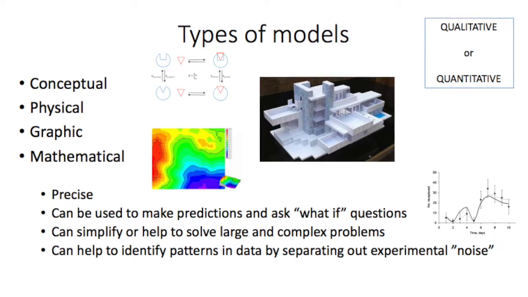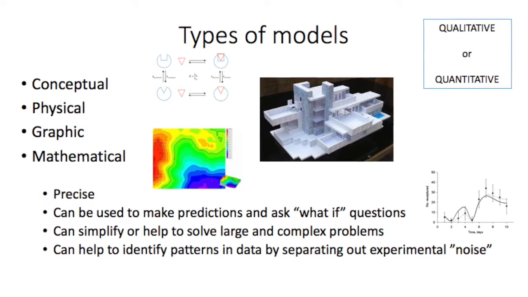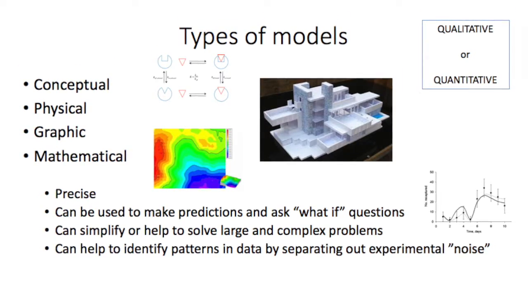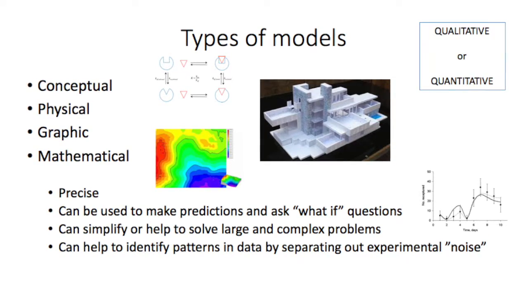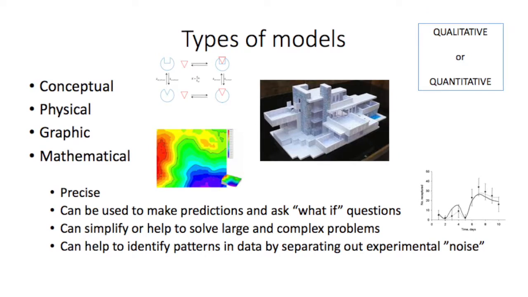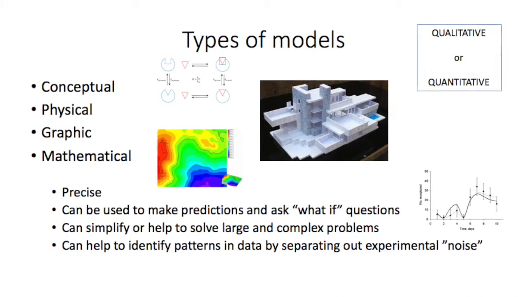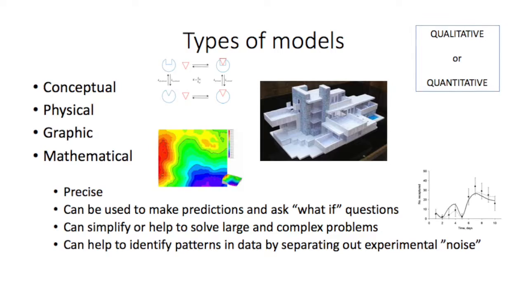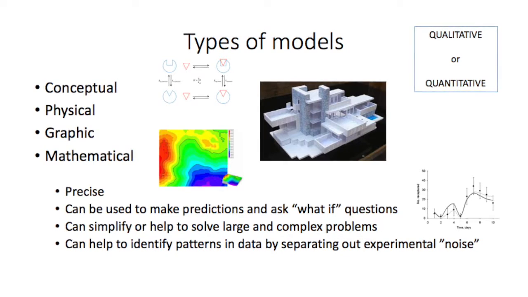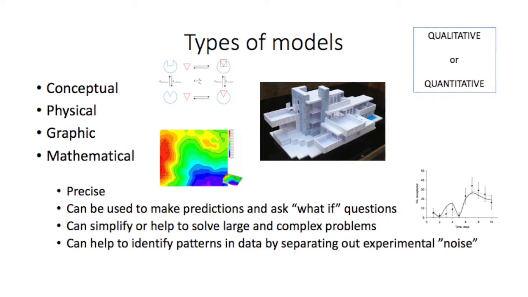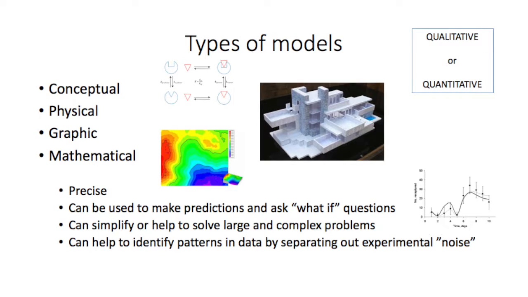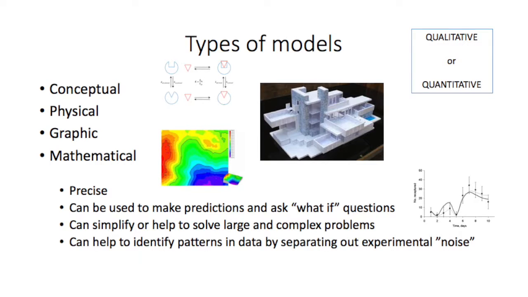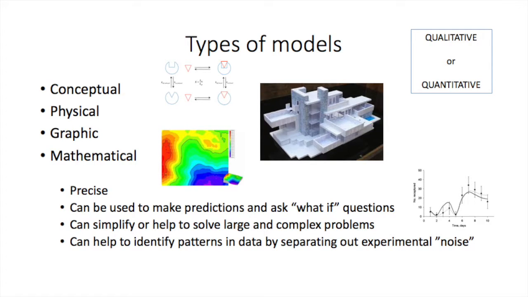The type of model that is commonly used in pharmacokinetics is a mathematical model, which uses equations to describe data and predict outcomes based on numerical inputs. The advantage of mathematical models is that they are precise, can be used to make predictions and ask what-if questions by changing the inputs or extrapolating, and they are helpful to simplify and solve large, complex problems. They also allow us to identify patterns in data that are not always obvious due to experimental noise.